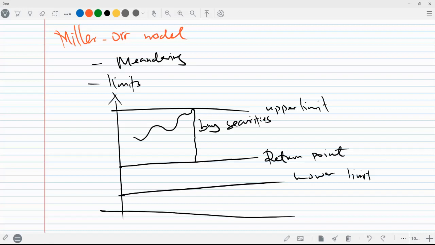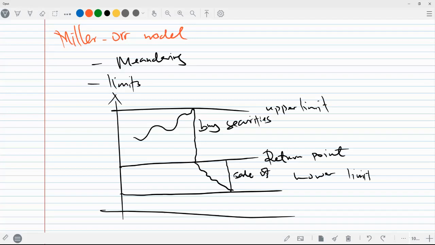If the cash moves towards the lower limit, what do you do? You need to boost your cash back to the return point. You want to ensure that it doesn't go below the lower limit. You increase the cash balance back to the return point through the sale of the previous money market instruments which you have bought. So here you increase the cash balances through the sale of money market instruments or marketable securities, to boost cash back to the return point.